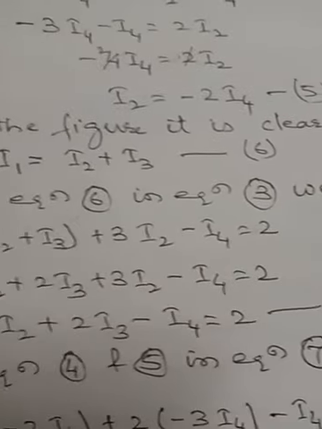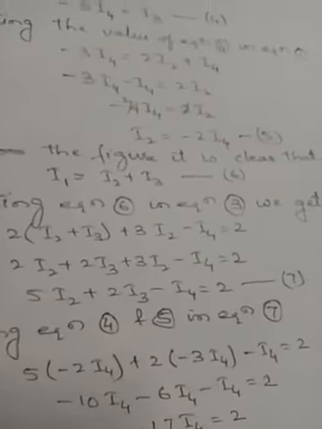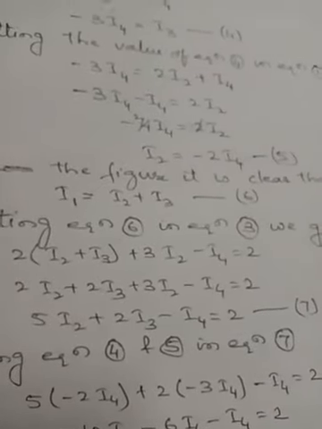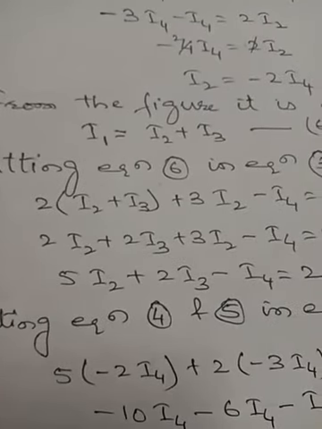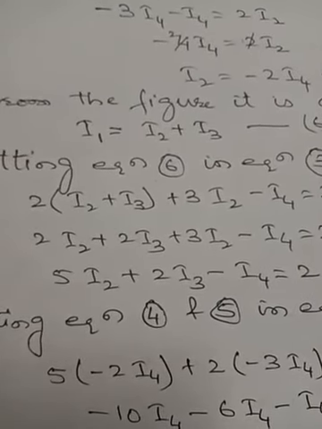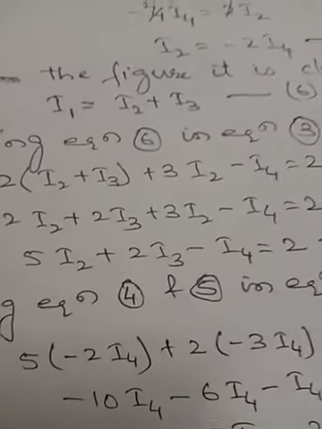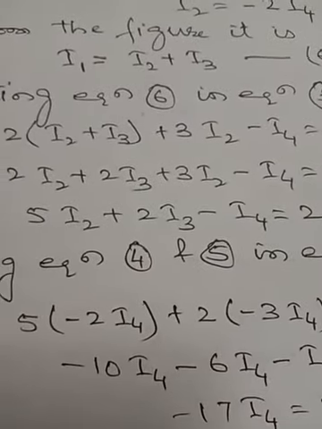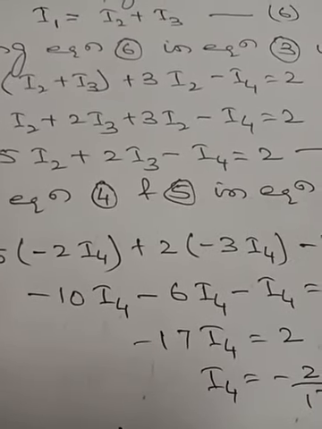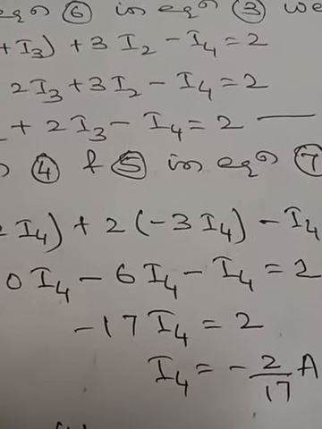Now after getting equation 7, put the values of equation 4 and 5 in equation 7. Now you see, if we take the example of 4 and 5. So in case of 4 and 5, what will happen? We are putting the values of 4 and 5. So 4 is the I3 value and 5 is the I2 value. So put the value of I4 and I2 in equation number 7. So simplifying this, we'll get minus of 17 I4 is equal to 2. So I4 value we have got is minus 2 by 17 ampere.